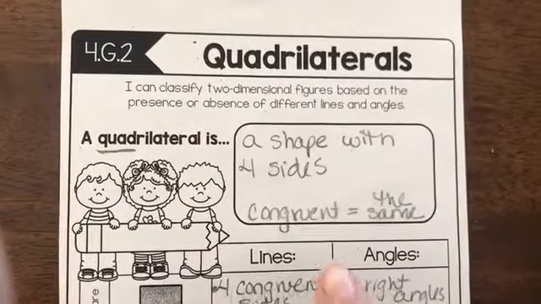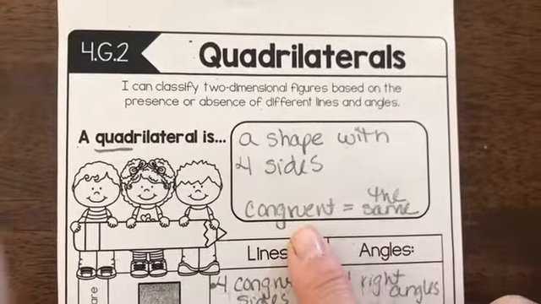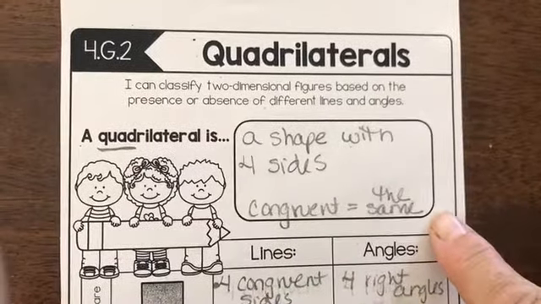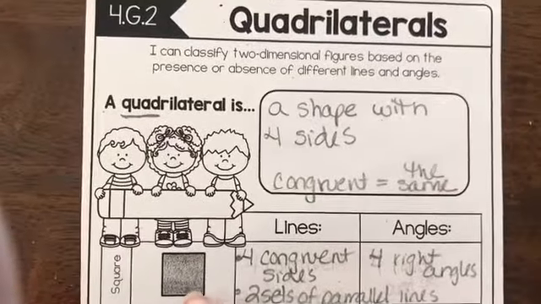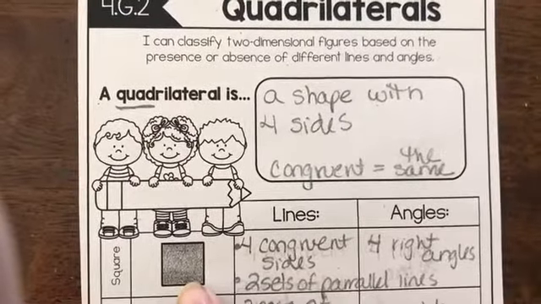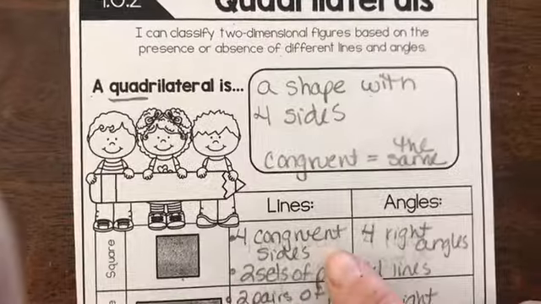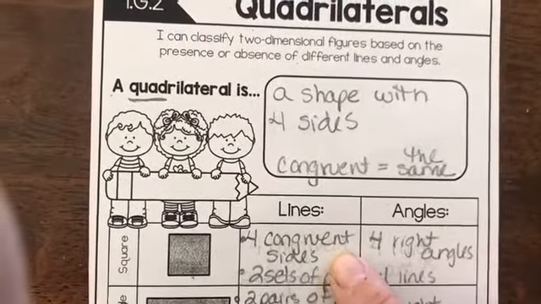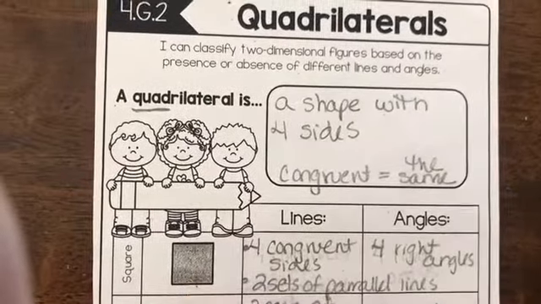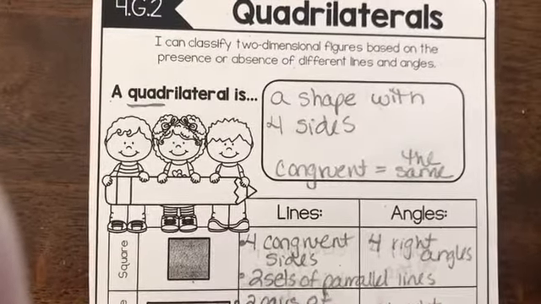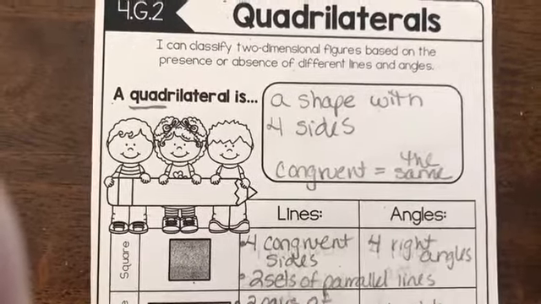Another important vocabulary word is congruent. Congruent means the same, and I will show you how we're going to use that word. First thing we're going to do is talk about a square. So we are going to talk about the lines and angles in a square. You can see that it has four congruent sides, which means the sides are the same length all the way around. So that's where you would use the word congruent, four lines that are the same.